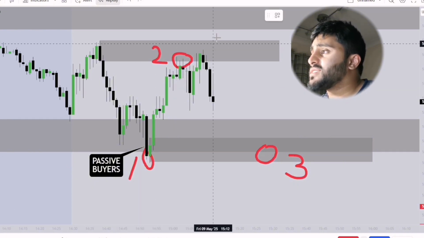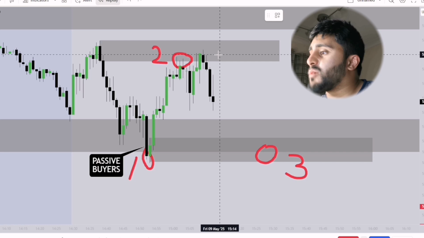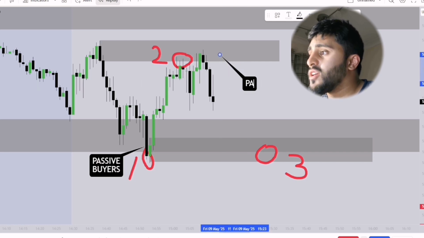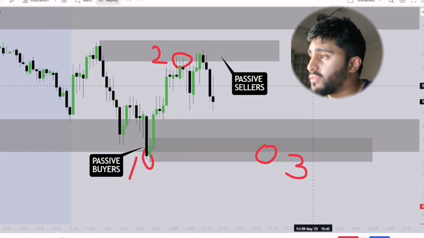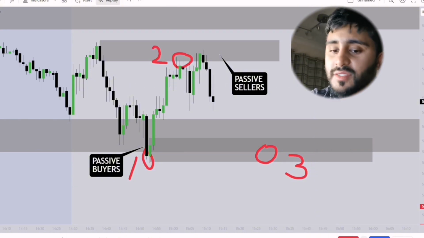So what's going on now? We can see the market actually held this area and was unable to really break past this area. So what's going on over here is that we have aggressive buyers that have failed. So now there's passive sellers.